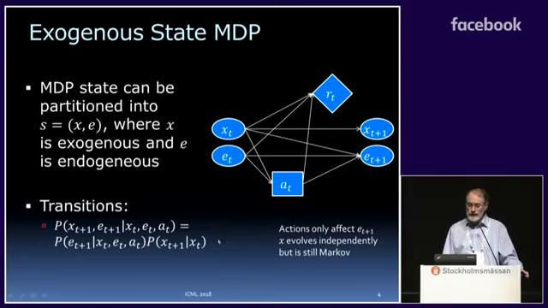So with this change, we can now factor our transition state model. So this X and E would be the original state, right? We can factor it into an endogenous transition that depends on the full state and the action, and an exogenous transition, which is just evolving on its own in a Markovian kind of way.